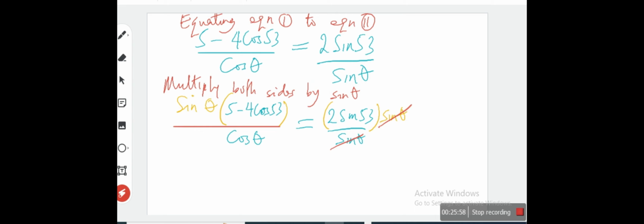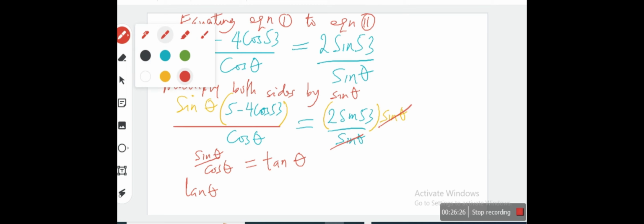Have you figured that out? And what is sin theta over cos theta? Yeah, the trigonometric ratio is tan theta. Sin theta over cos theta is equal to tan theta. So this whole part is tan theta. So simply we have tan theta, open a bracket, 5 minus 4 cos 53.